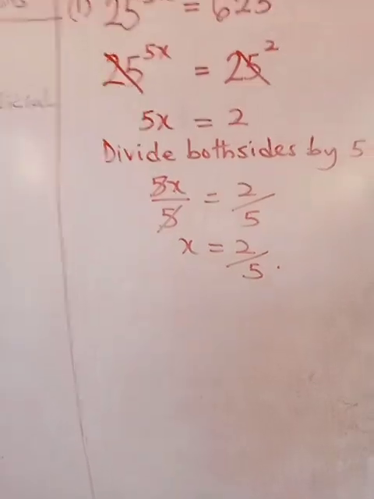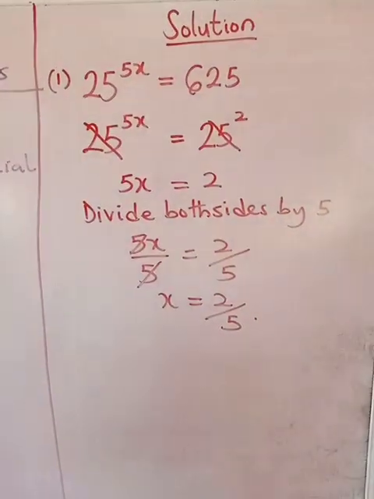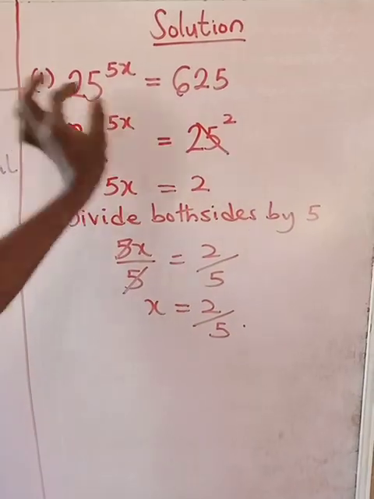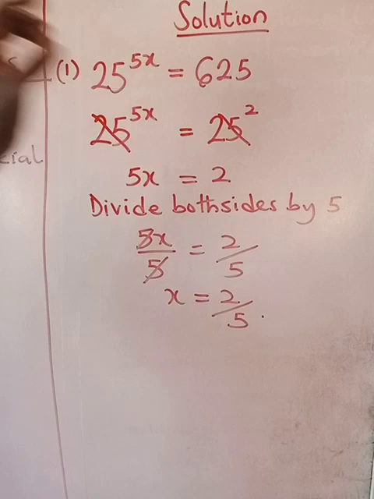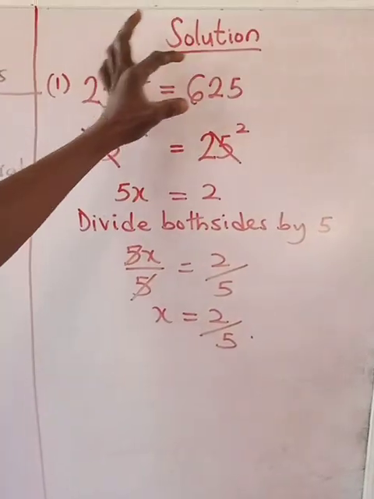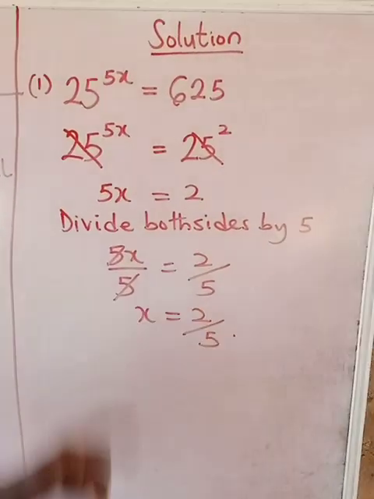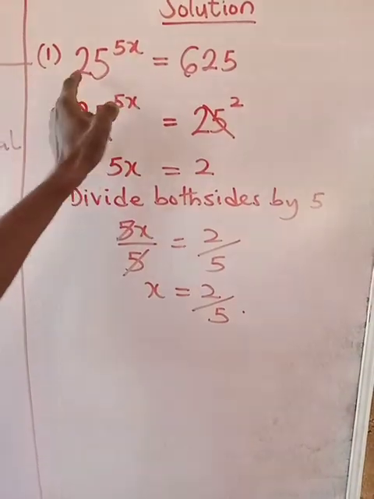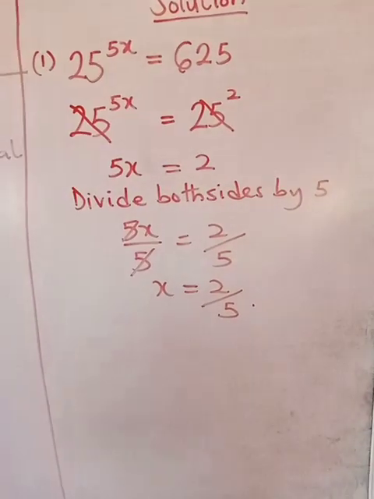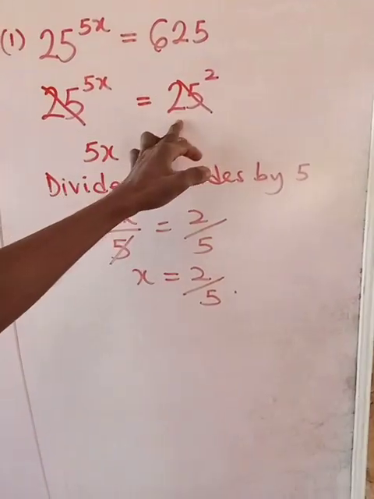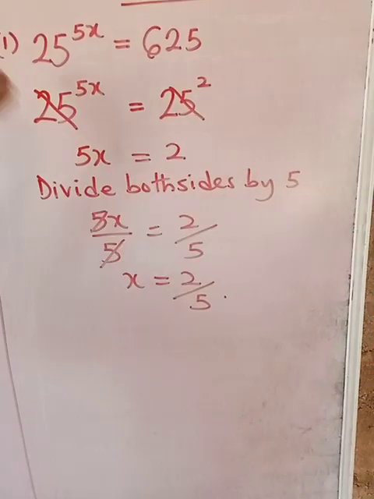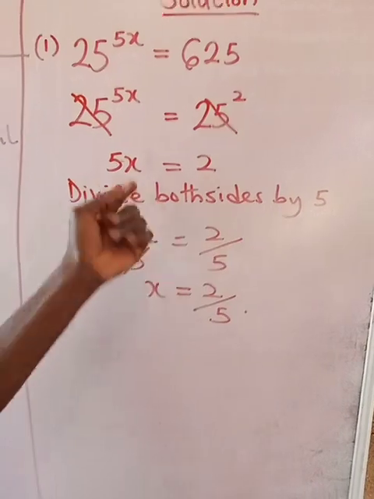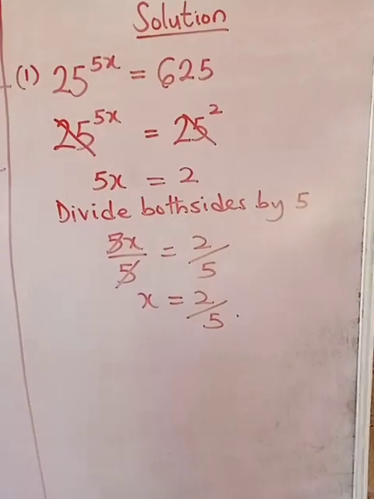Again, let's quickly go over it. 25 raised to power 5x equals 625. The base here is 25. Considering the base here, look at the other end. You should be able to change the figure to a form in which the base will be the same as the one at the other side, or something that is a factor of it. Since we have 25 squared to be 625, you put it there, then the base will cancel. Since they are the same, you equate the powers, divide both sides by the coefficient of the alphabet, and then you get your answer. I hope that is clear.